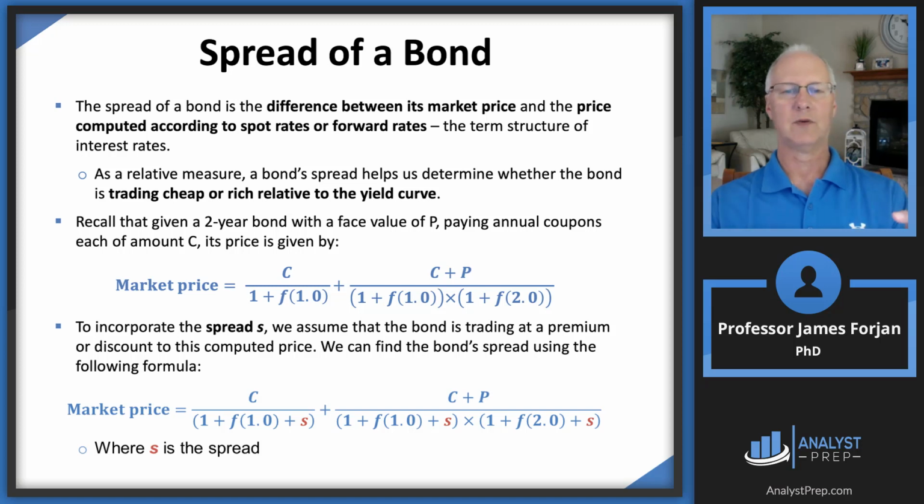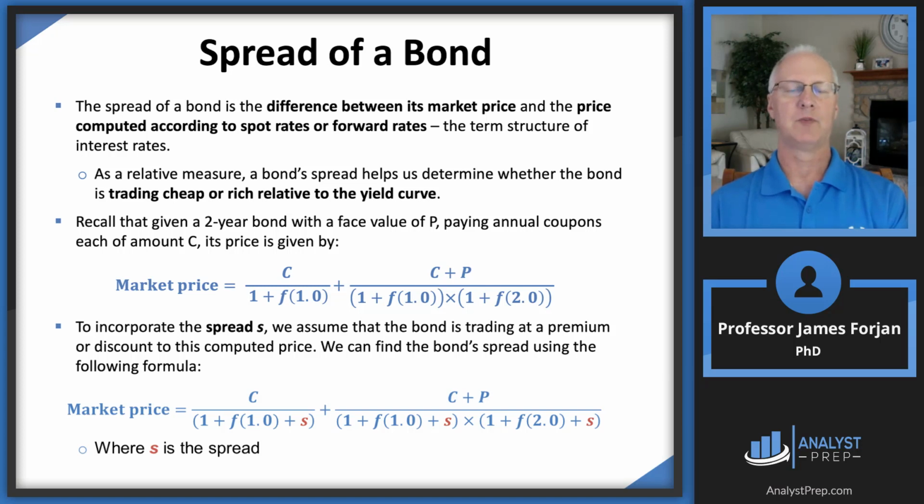Now I've got that good formula there in the middle, that blue formula. The market price is equal to a whole bunch of stuff, right? We have in the numerator the fixed coupons, there's the two C's, and then the principal amount. And then in the denominator, we're going to discount those by using those forward rates. And we did that in the last chapter.